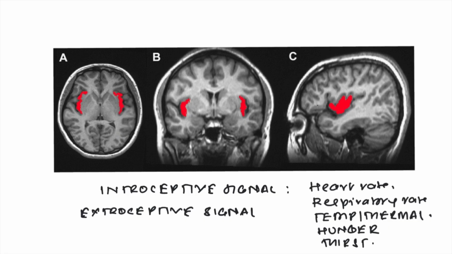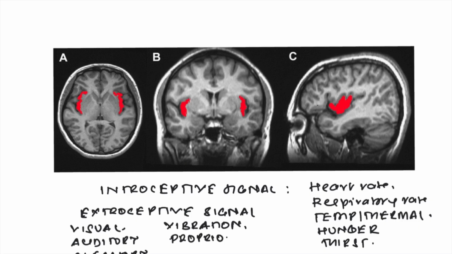So exteroceptive input or signal is a visual signal, right? What you see, the auditory, what you hear, right? The olfactory, what you smell, right? Vibration, right? As well as proprioceptive signals, right? Or the vestibular signals. So these are all external signals, right? So you have interoceptive signals, you have exteroceptive signals.